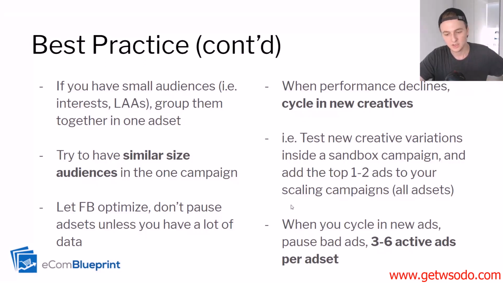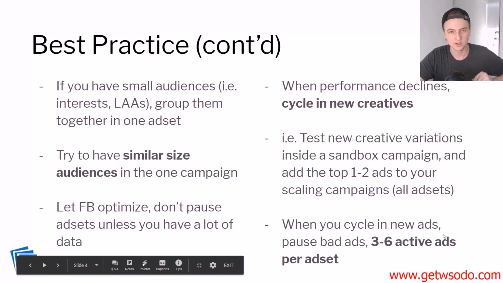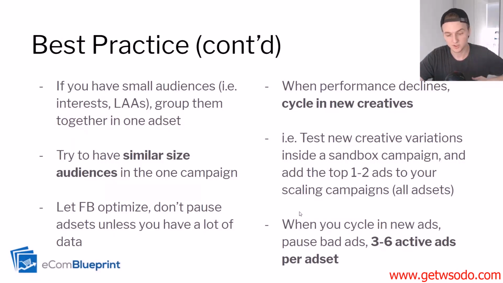And I wrote here, when you cycle in new ads, you want to pause bad ads. So you don't want to have too many ads per ad set. So my sweet spot is 3 to 6 active ads per ad set inside of my scaling campaigns. And so if I already had like 6 active ads and then I add 2 new ones, then I'm going to pause at least the 2 worst ones and then maybe a few more. And so that's what I mean by cycling ads. I always do this when performance starts dropping, and this is how I'm able to stay very consistent with one scaling campaign over a long time. It can be very, very consistent if you just keep cycling new ads.